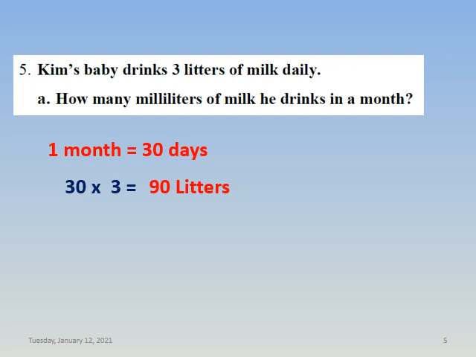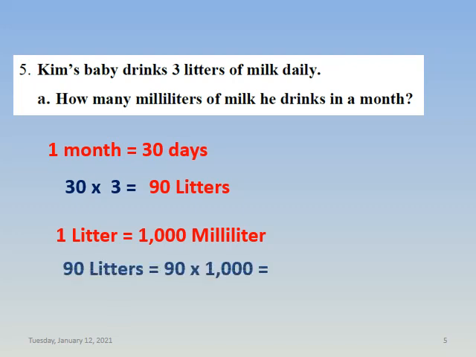Now I need to change the 90 liters into milliliters. We should remember that 1 liter is equal to 1000 milliliters. So the 90 liters, I will have to multiply them by 1000 to give me 90,000 milliliters. So now we remember the baby drinks 3 liters a day, 90 liters a month, 90,000 milliliters a month.